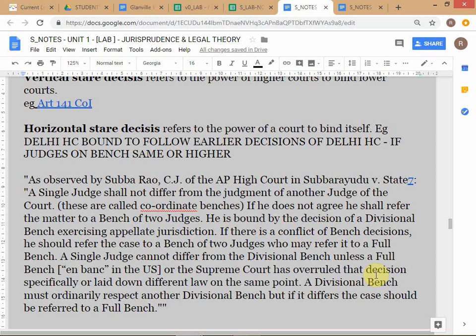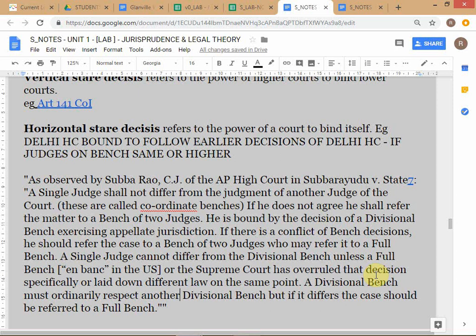Now the concept of horizontal stare decisis is also connected to bench strength. Broadly what it means is that the same court is bound by its previous decisions. So if you're arguing in the Calcutta High Court before a single judge, and you have a previous decision, say from several years ago, of a single judge of the Calcutta High Court, and the material facts are the same, you can actually say to the single judge in your case that you are bound. You can actually pressurize the judge. You can use that precedent.